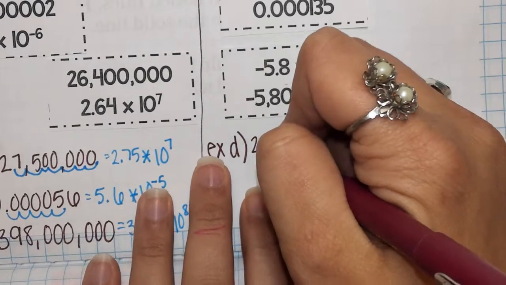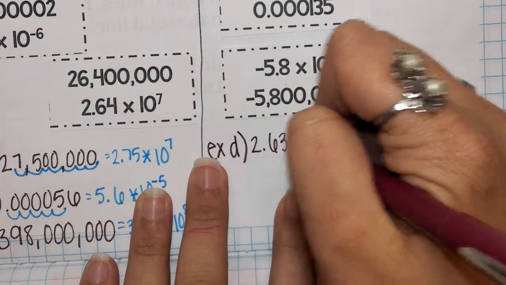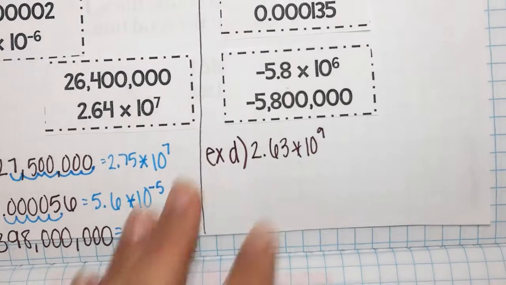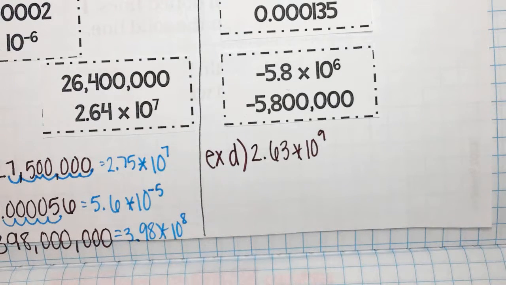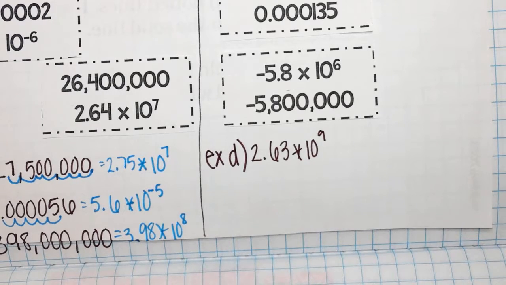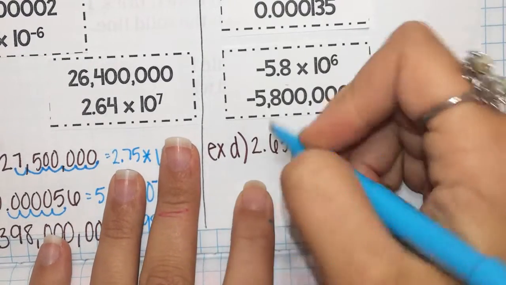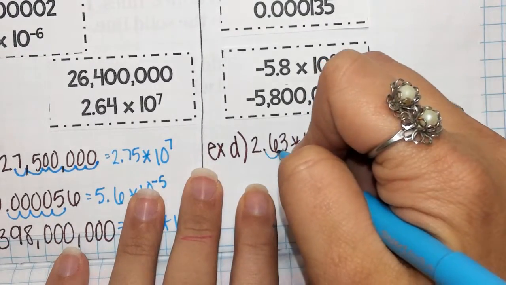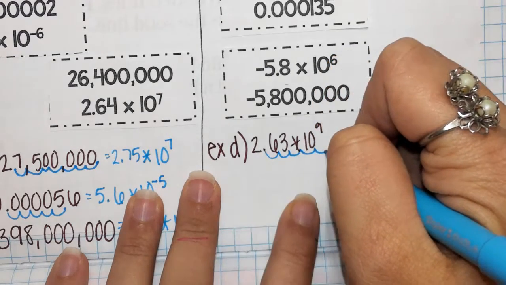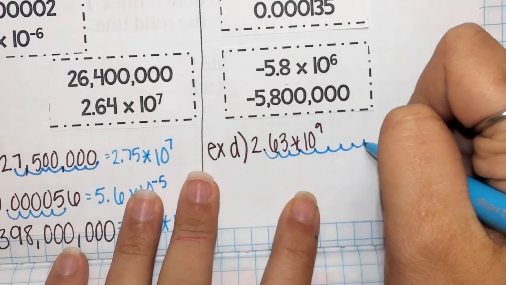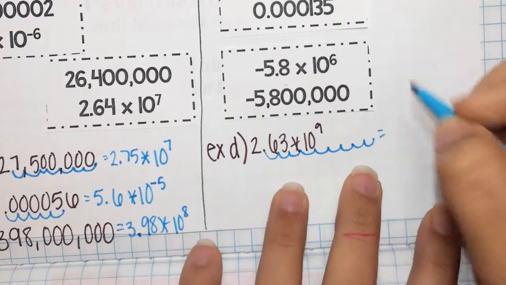We're going to do 2.63 times 10 to the 9th power. Alright, so is that a positive or a negative exponent? And at the top of our paper on scientific to standard, what does it say we do with positive exponents? Move to the right. So we're going to move the decimal to the right. How many places? 9. So we're going to go 1, 2, 3, 4, 5, 6, 7, 8, 9. And that many places, we're going to have that many zeros.